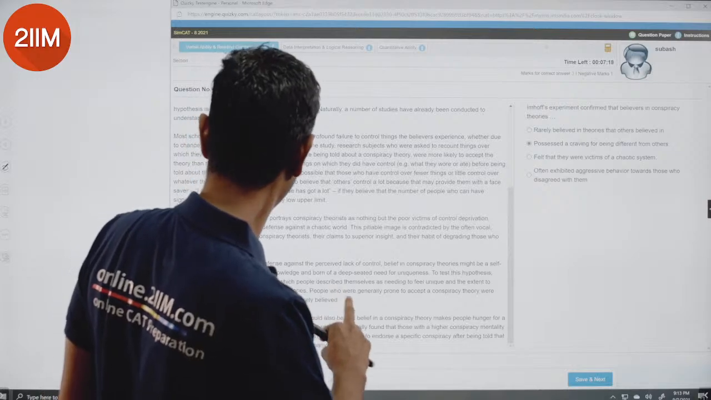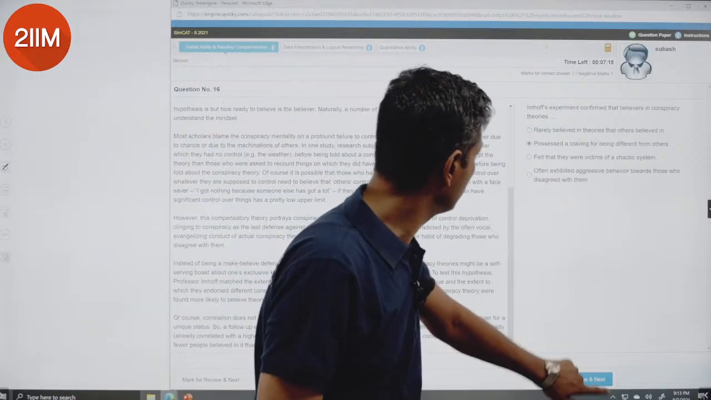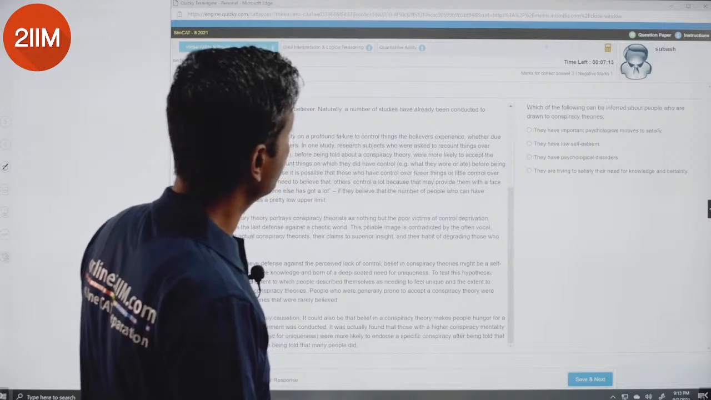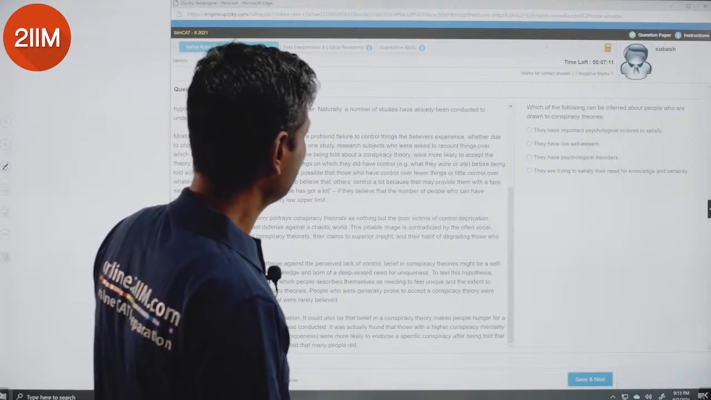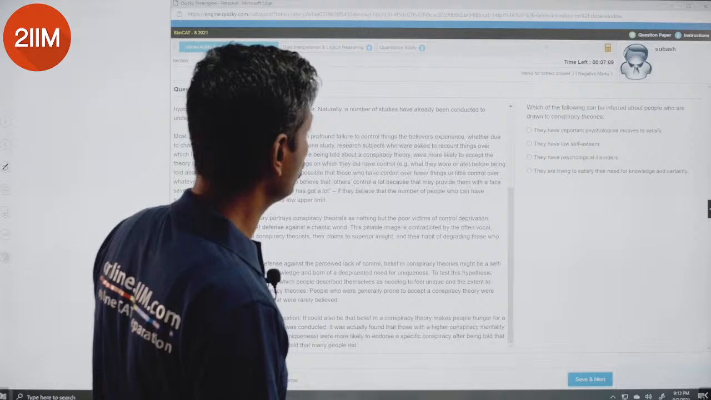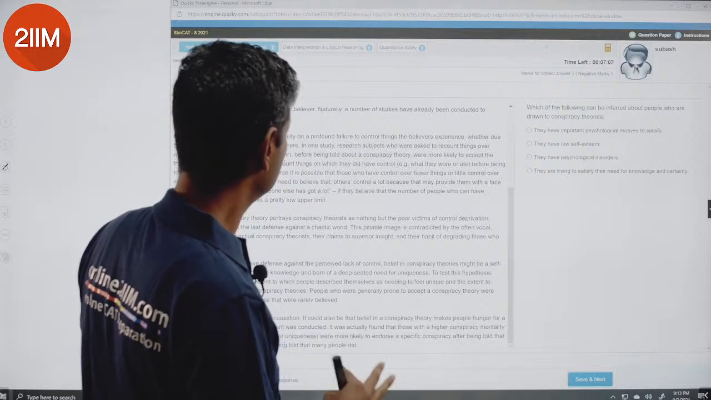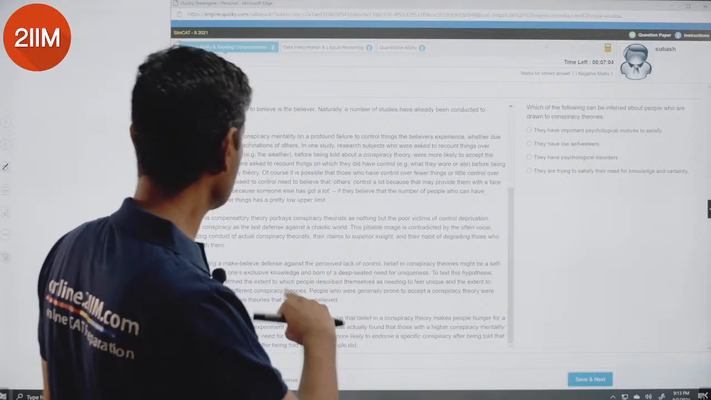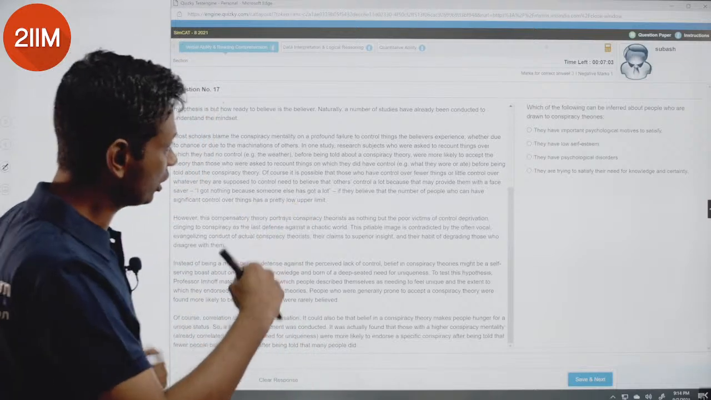Needing to feel unique and the extent to which they do. Which of the following can be inferred about people who are drawn to conspiracy theories? They have important psychological motives to satisfy. Yes, they want to be unique. They feel they're not under control.